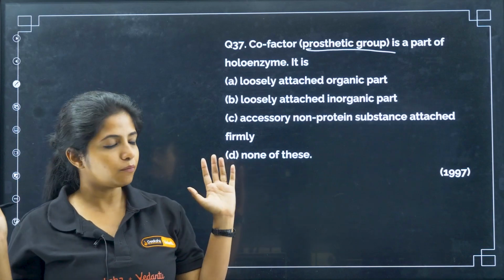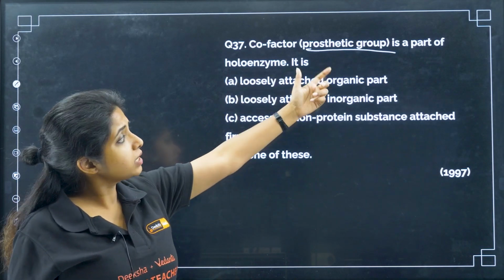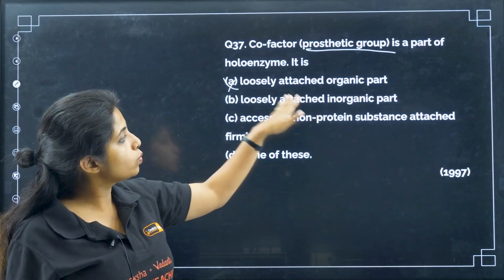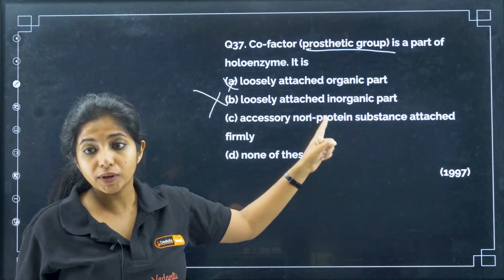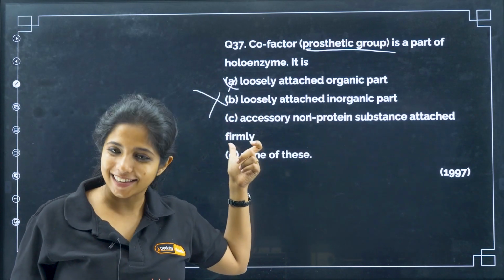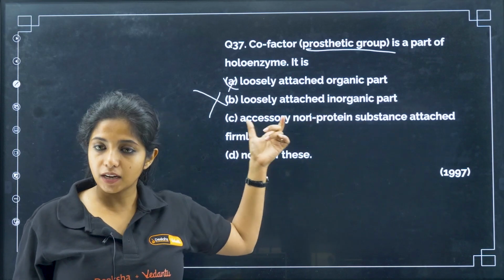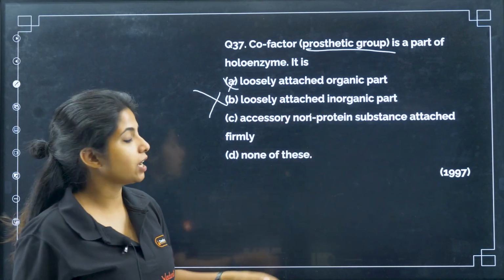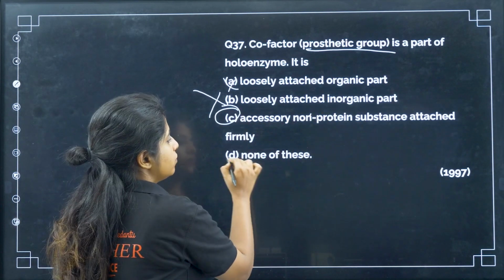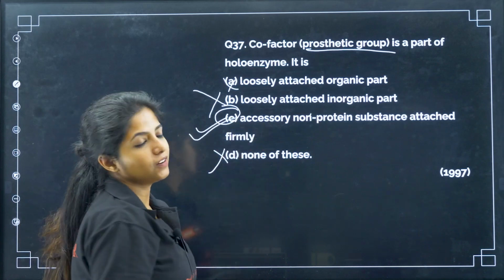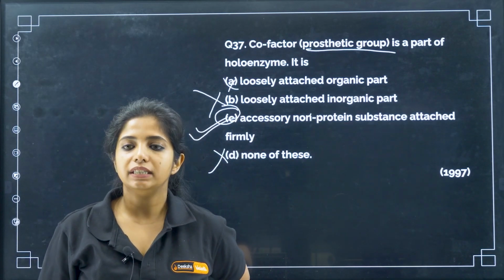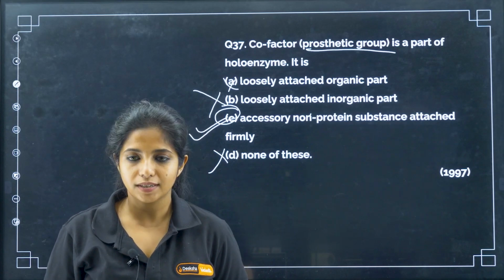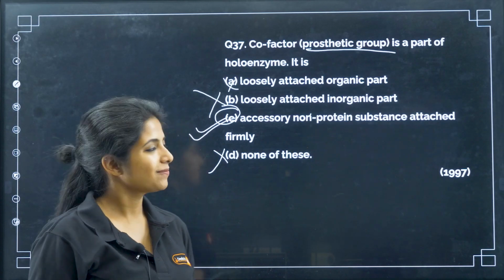Okay, metal ions, they have not mentioned, but anyways, it is loosely attached to organic part, wrong. It is loosely attached inorganic part, wrong. Accessory non-protein substance attached firmly, yes. It is not made up of protein, that is why it is written as non-protein substance attached firmly. It is correct. None of this would be wrong. So, what is the correct answer? Your answer is this: accessory non-protein substance attached firmly. So, cofactor is a part of holoenzyme and this is the thing. Cool?